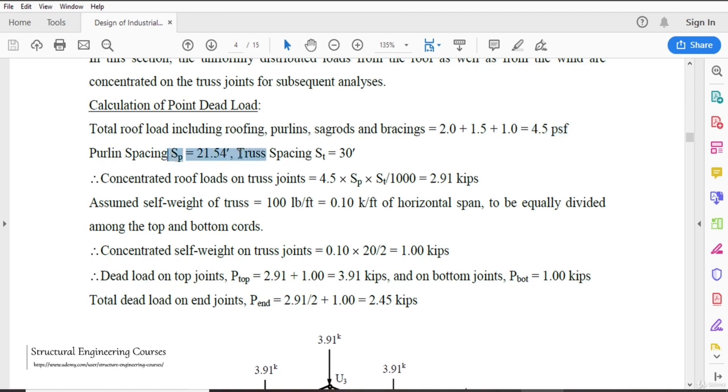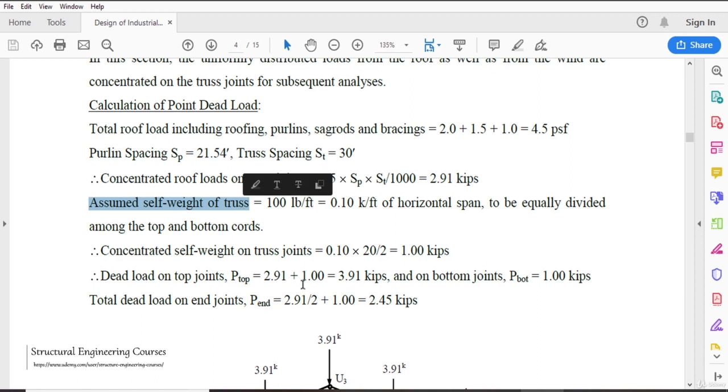Purlin spacing is 21.54 and truss spacing is 30 foot. So concentrated roof loads on the truss joint can be calculated by 4.5, that is this value, into the spacing of purlins into the spacing of truss divided by 1000 to calculate that in kips. So it comes out to be 2.91.